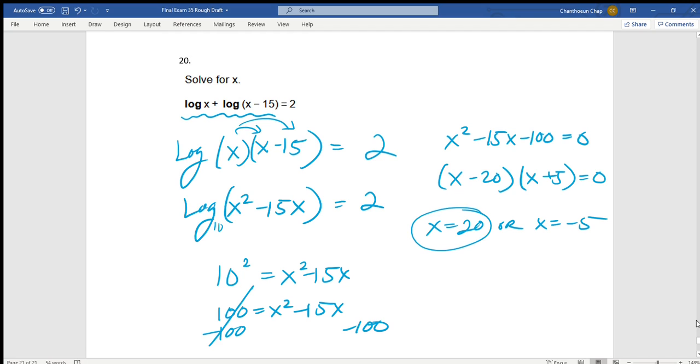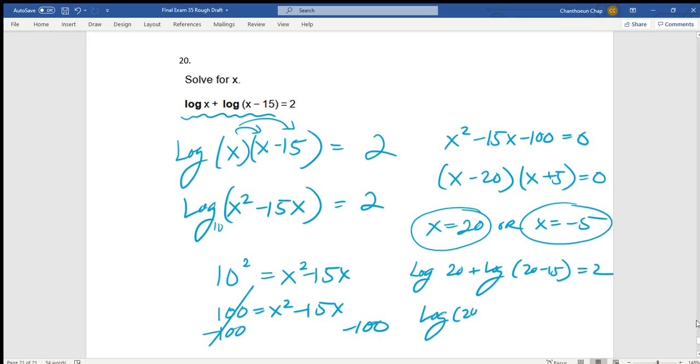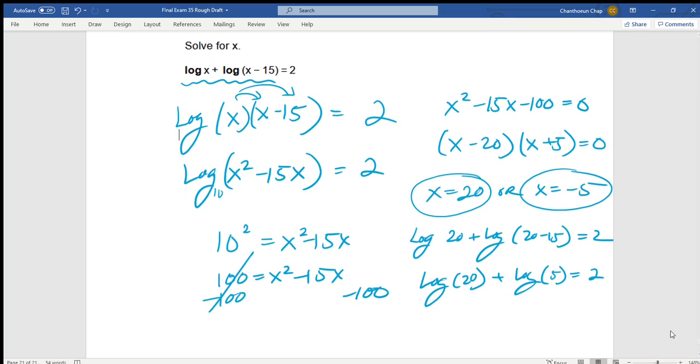So plug in x equals 20 and plug in x equals negative 5 into the equation. I'll check the first one. Log of 20 plus log of 20 minus 15. Is that equal to 2? That's log of 20 plus log of 5. Is that equal to 2? I could use the product rule. This is log of 100 equals 2. That's correct. So we know 20 is a good solution.